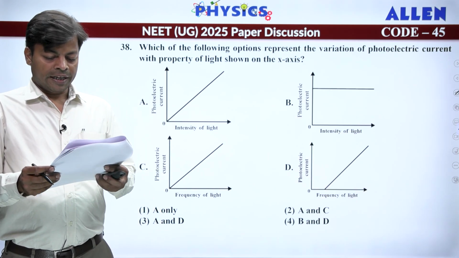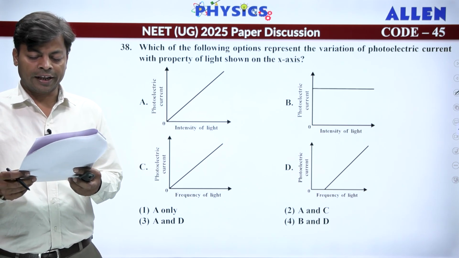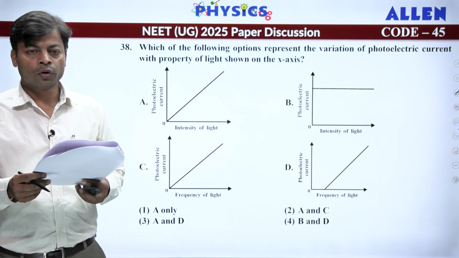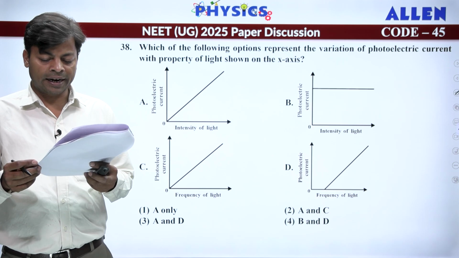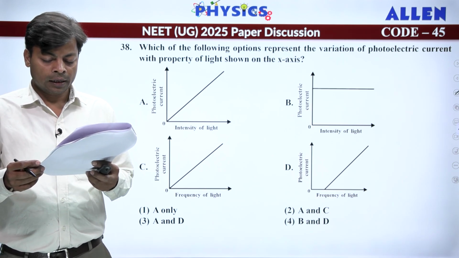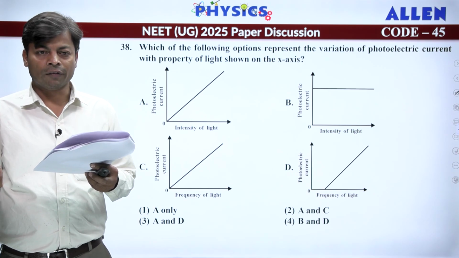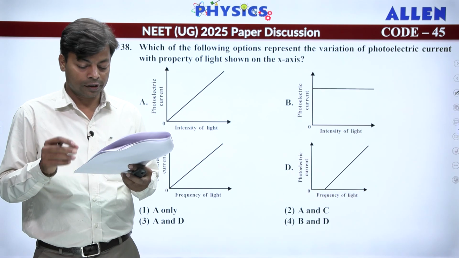We'll do question number 38. It says, which of the following options represent the variation of photoelectric current with property of light shown on the x-axis? So we know that photoelectric current is directly proportional to intensity of the light. So first option is right. Second is definitely not right. Photoelectric current does not depend on frequency of light. Basically, the stopping potential depends on frequency of light. So third is also not right.